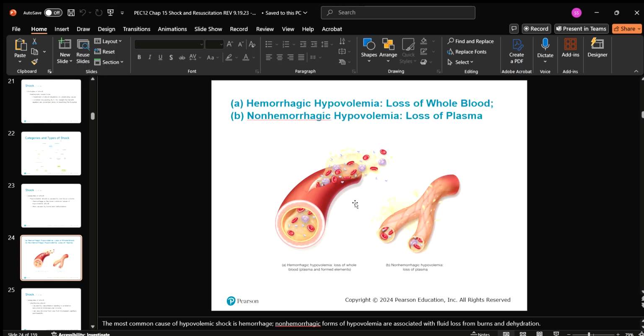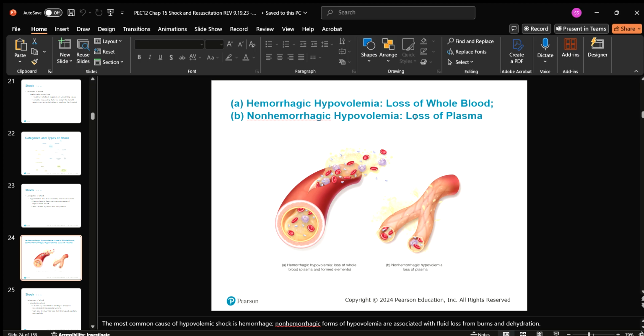All right, so like I said, we have these two categories, hemorrhagic and non-hemorrhagic. Hemorrhagic is loss of whole blood. Definitively, how do we fix this? They need whole blood. Can we as EMTs do that? No. So we've got to get them to wherever they need to go as quickly as possible, probably a trauma center.